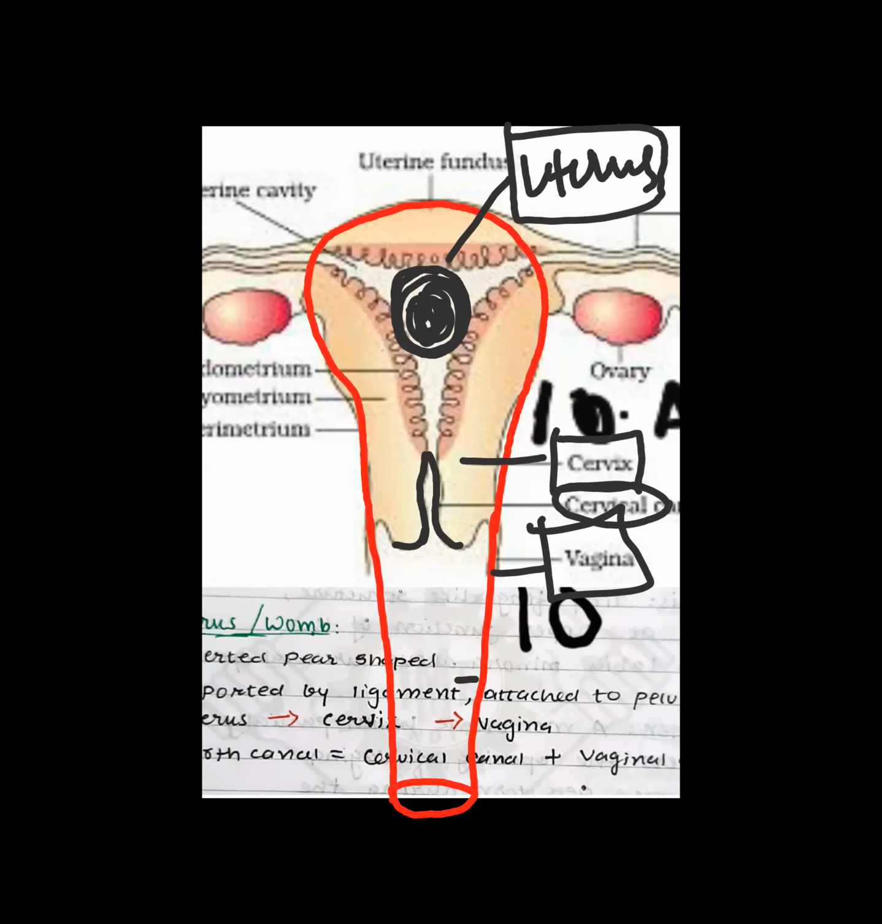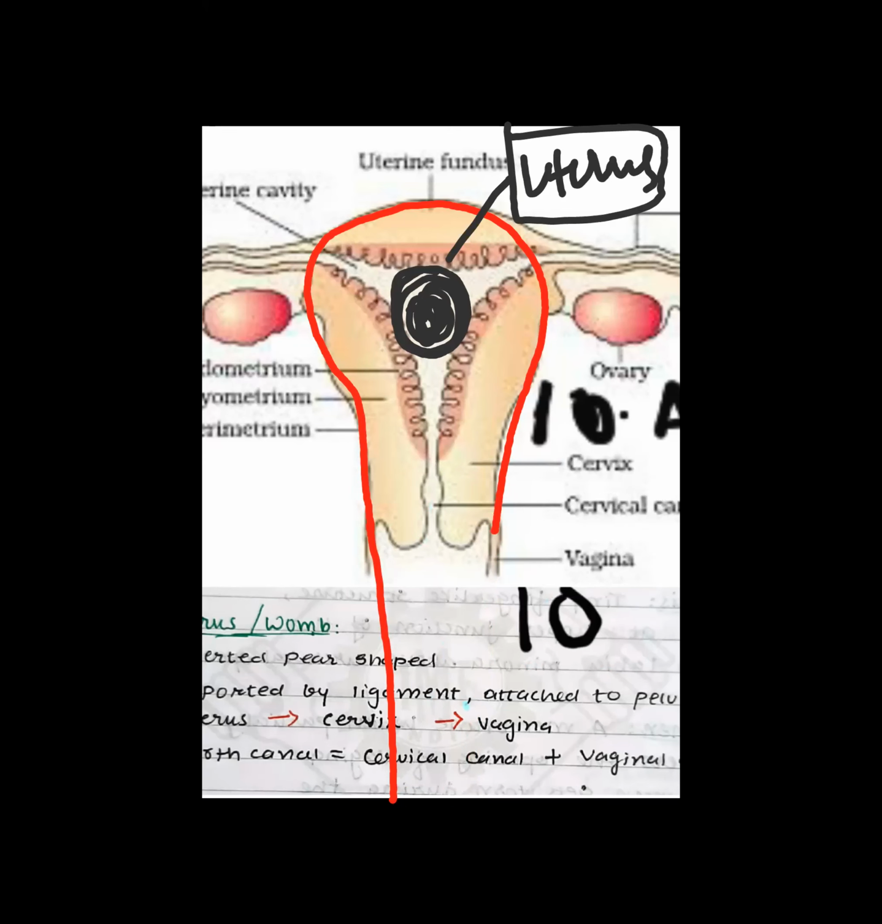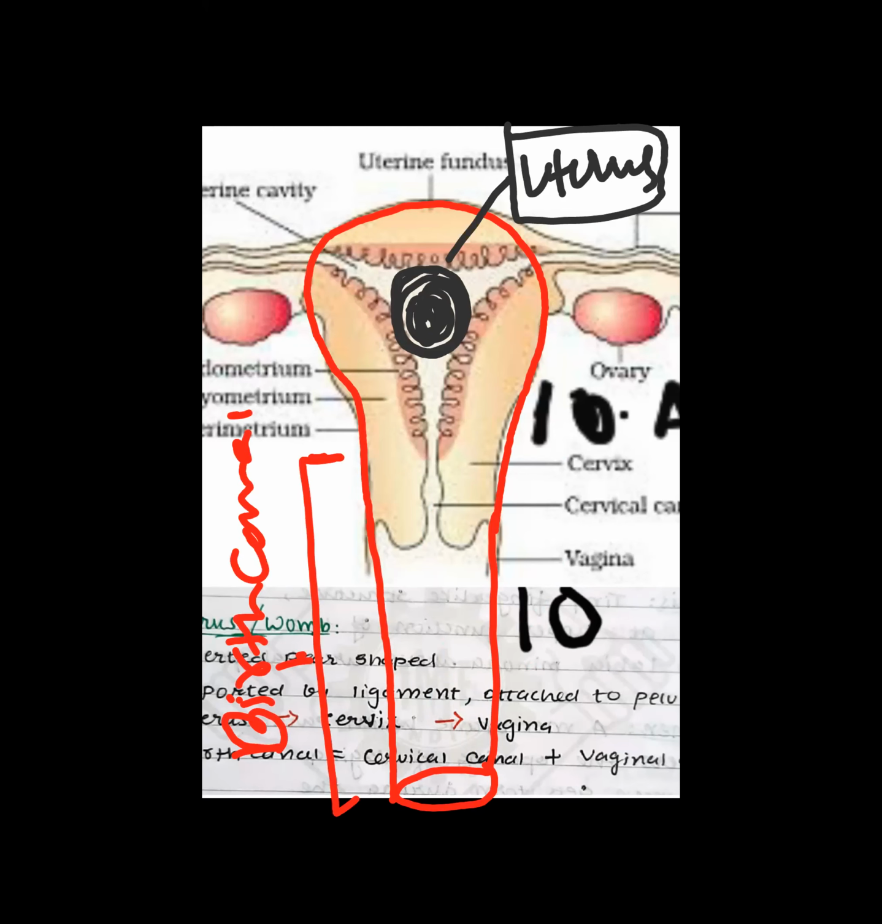The cavity of vagina and the cavity of cervix. These are the 2 important cavities through which baby needs to pass from here to here. That is termed as birth canal. That is identified as which one? Birth canal. What is a birth canal? This cervical canal, the passage in the cervix, and this vaginal canal.